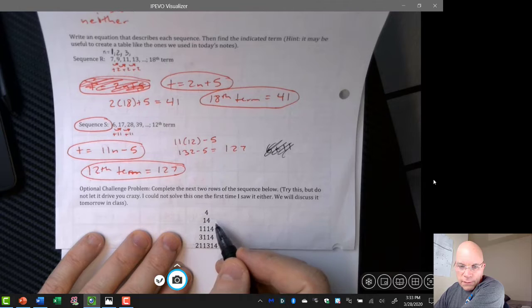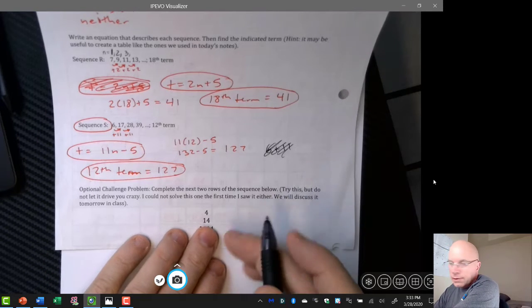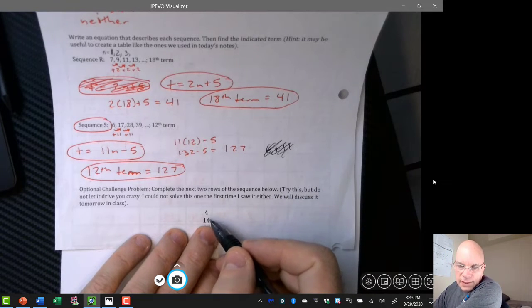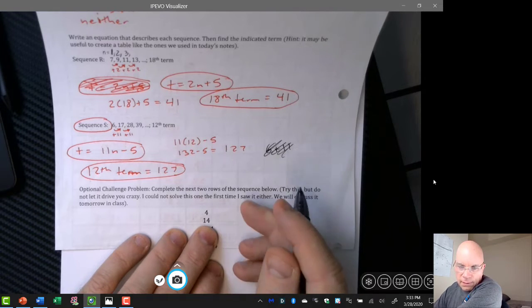But in order to understand how this sequence works, you have to realize that each line describes the line above it. So here's what I mean by that. When you're on this line, it's describing what's up here. What's up here? There's a 4 up here. How many 4s? There's 1 4.